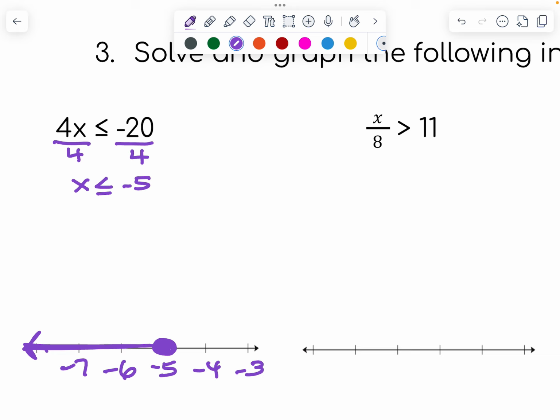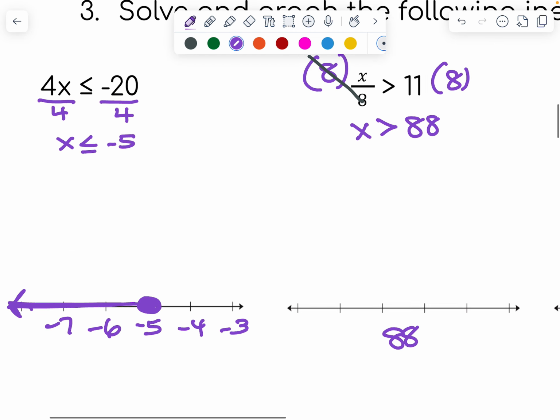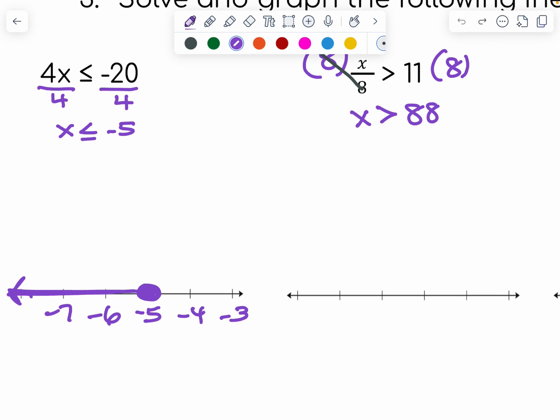All right. The X and the 8 are dividing, so we're going to multiply. That's the opposite. What I do to one side, I do to the other. Won't these cross cancel? And you're going to get X is greater than 88. Oh my gosh, that's a big number. And I just wrote it in the middle. That's not helpful. How about 88 here? All right, open circle, and we're going to shade to the right.